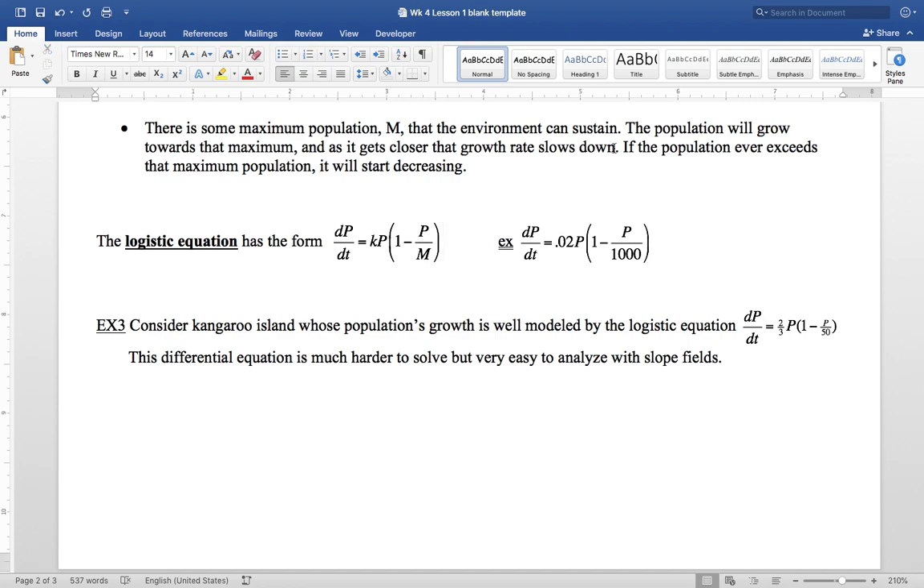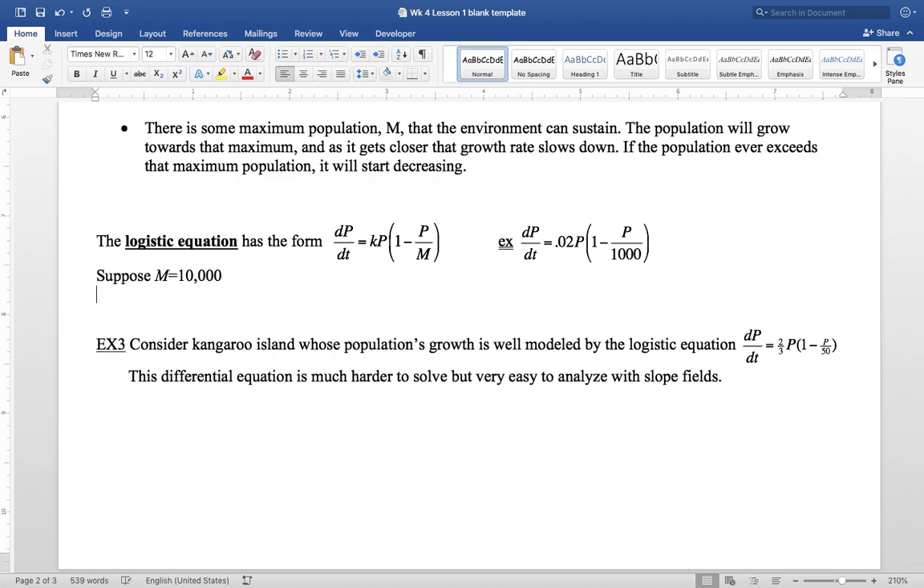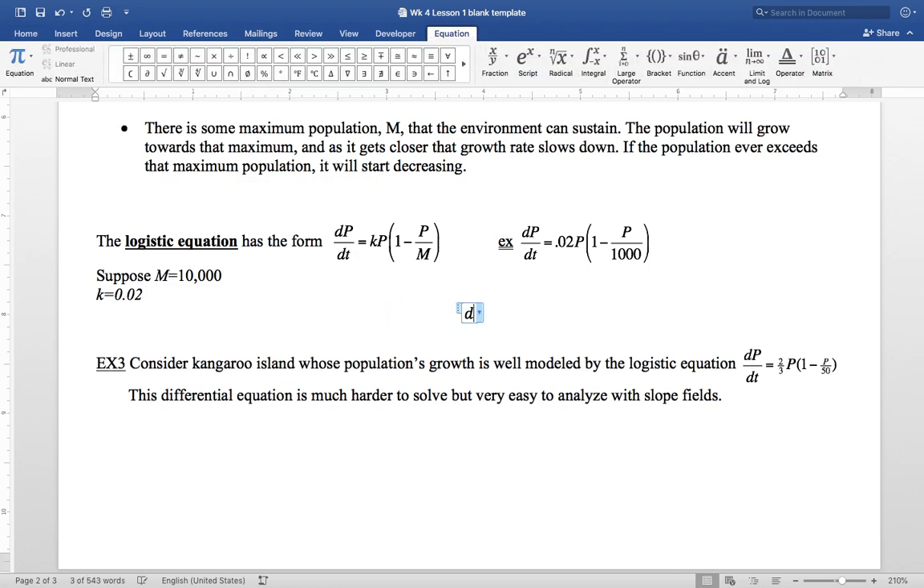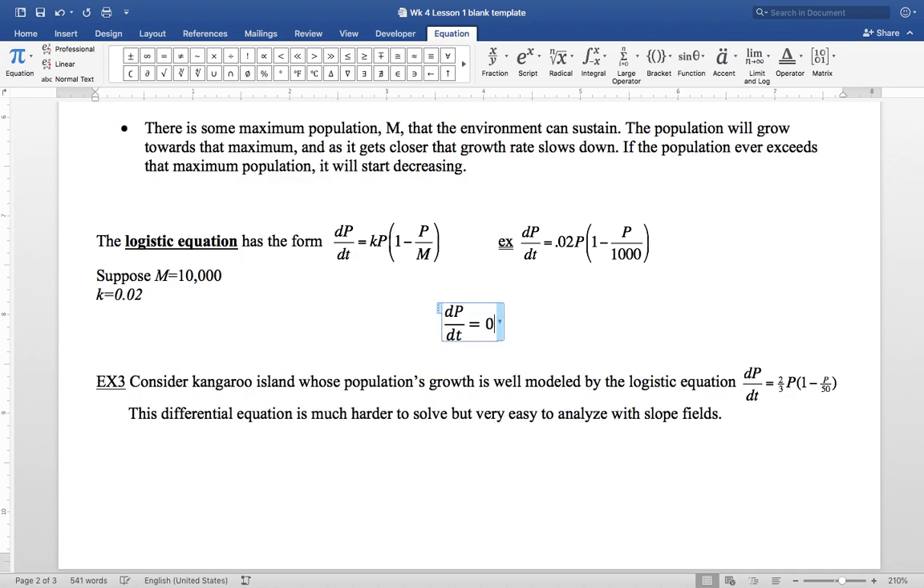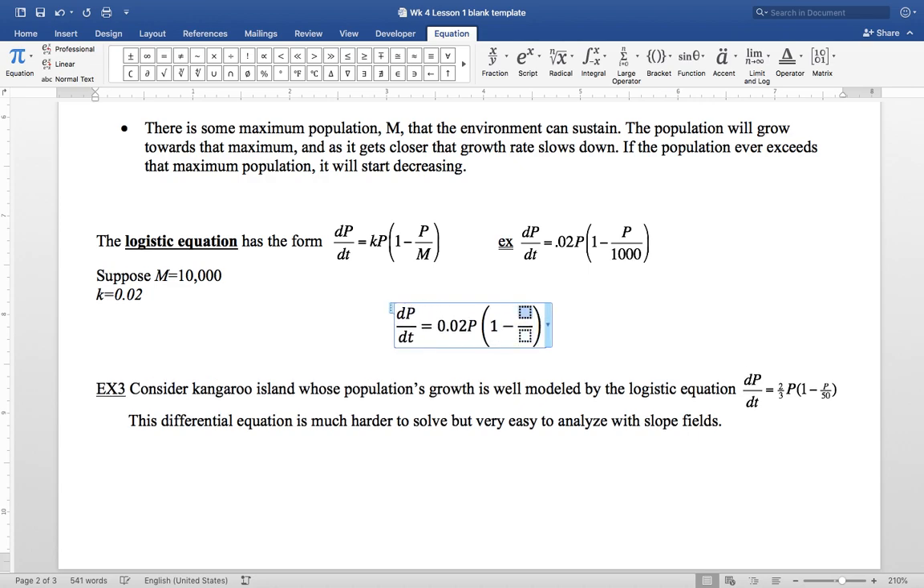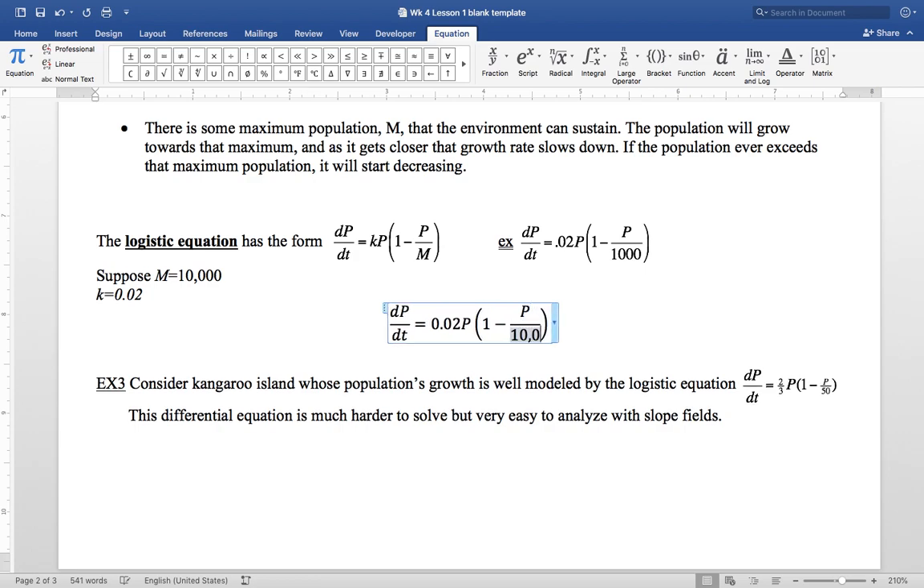Let's take, for example, let's say that M is equal to 10,000. So you're on an island and the maximum number of rabbits that the island can sustain is 10,000, all right? And let's suppose that k is 0.02. We looked at that example before. That would give you the differential equation dP/dt is equal to 0.02P times 1 minus P over M, which is 10,000.